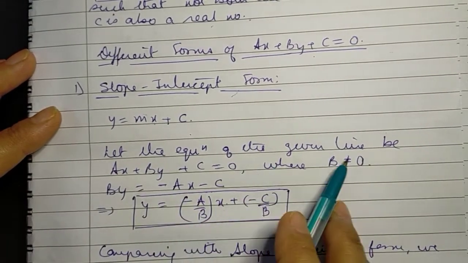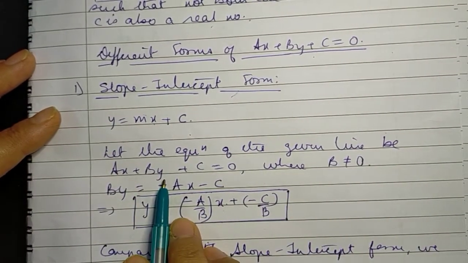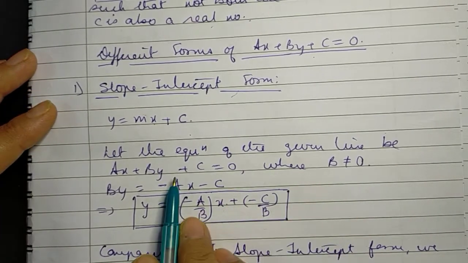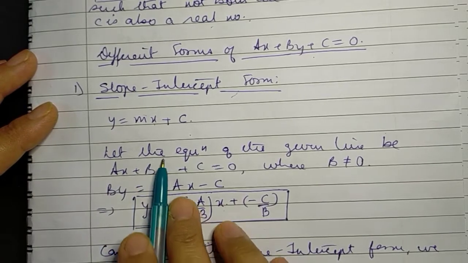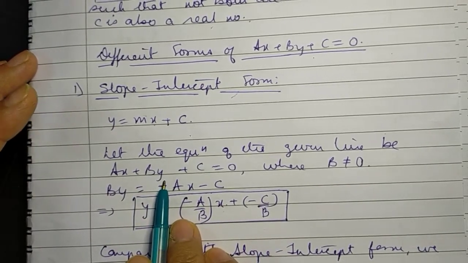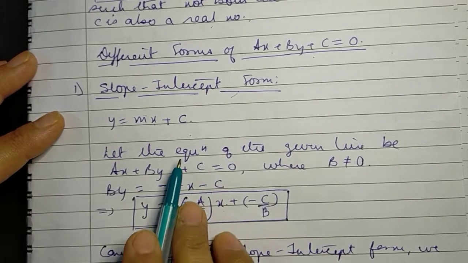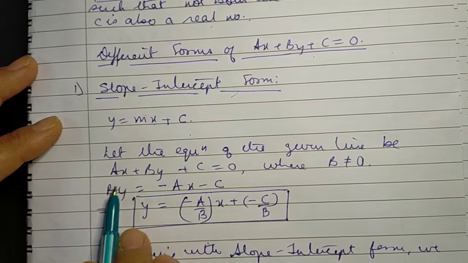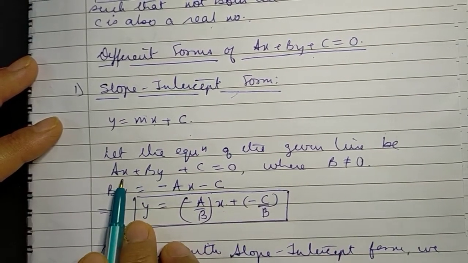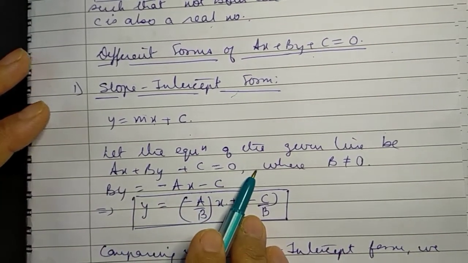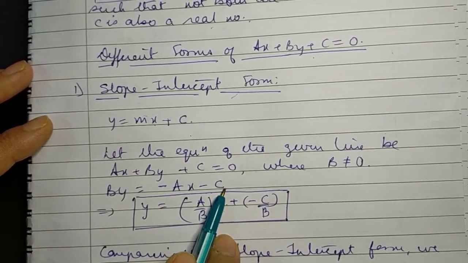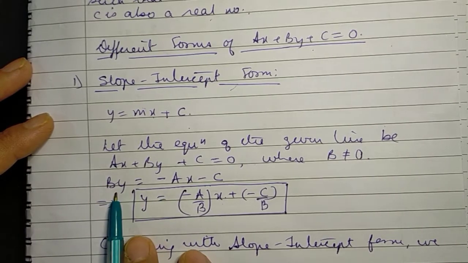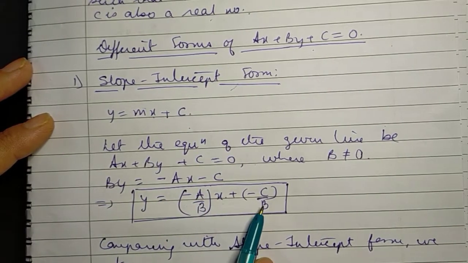So, let the equation of the given line be ax plus by plus c equal to 0, where b is not equal to 0. That is, we don't want the coefficient of y to be 0. Then in such a case, we solve for y. And how do we do that? So solving, we get by equal to, taking the other things to the other side, minus ax minus c, which on solving gives us y is equal to minus a upon b x plus minus c upon b.